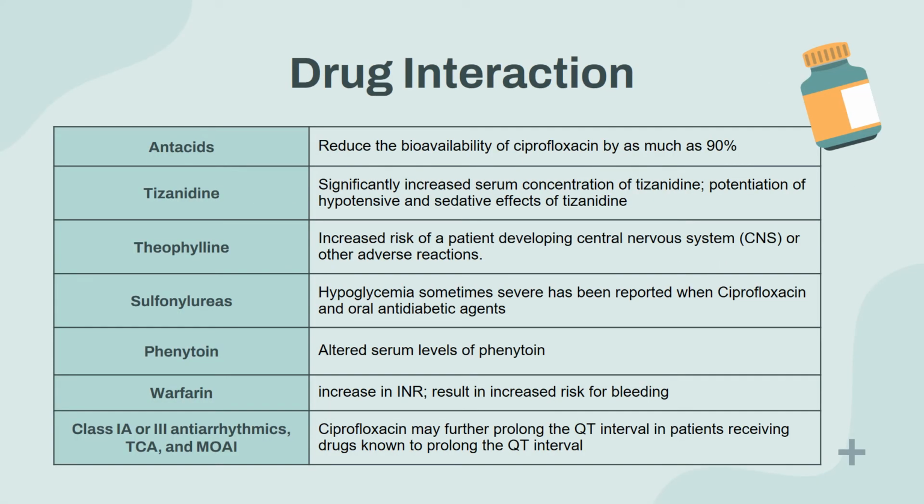Antacids can reduce the bioavailability of ciprofloxacin by as much as 90%. Ciprofloxacin can increase the serum concentration of tizanidine and cause hypotension. Hypoglycemia may occur when a patient is concurrently taking a sulfonylurea and ciprofloxacin. Ciprofloxacin should be used with caution in patients on warfarin. It can result in an increase in INR and risk for bleeding. Ciprofloxacin may further prolong the QT interval in patients receiving antiarrhythmic drugs, TCAs, and MAOIs.